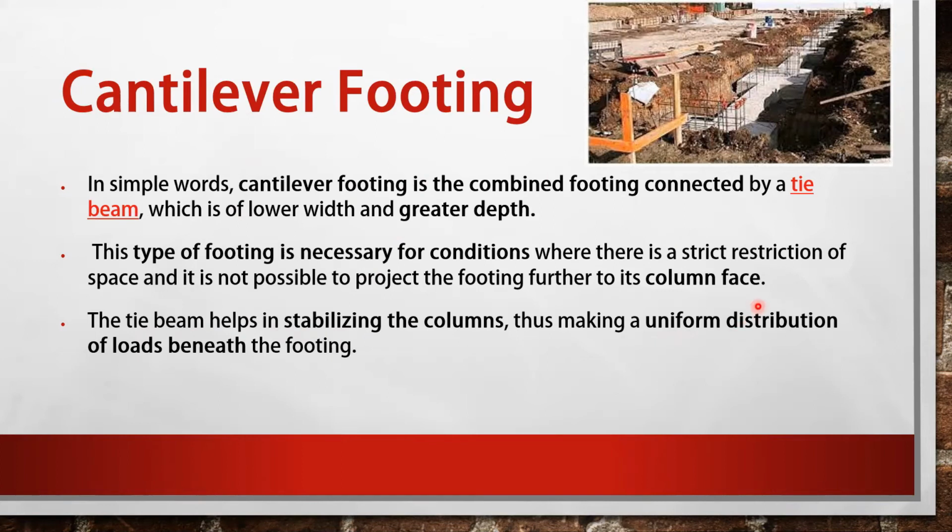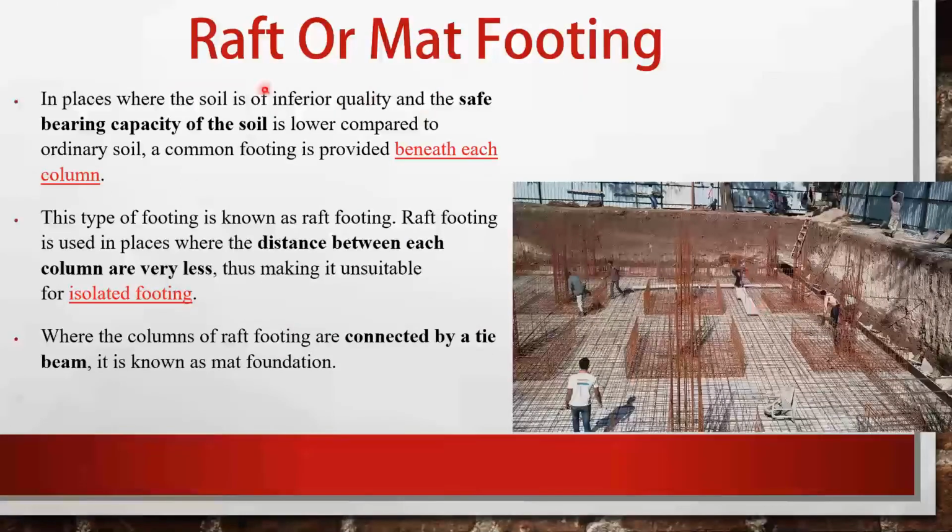Now let's move to the fourth and the last type of shallow foundation, that is the raft or mat footing. So you can see here we have an image of raft footing. In places where the soil is of inferior quality and the safe bearing capacity of the soil is lower compared to ordinary soil, a common footing is provided beneath each column. So you can see this is our column and this is the space where the footing is going to be cast. But you can see we do have the reinforcement all over the area. So if the soil bearing capacity of any particular site is low, then we will provide a common footing to the whole area for all the columns that are there in the project.